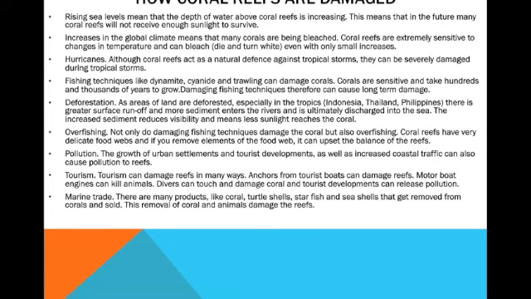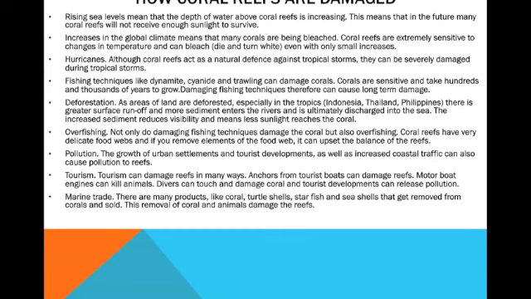Tourism. Tourism can damage reefs in many ways. Anchors from tourist boats can damage them. Motorboat engines can kill animals, like from tenders and stuff. Divers can touch and damage coral, and tourist development can release pollution.